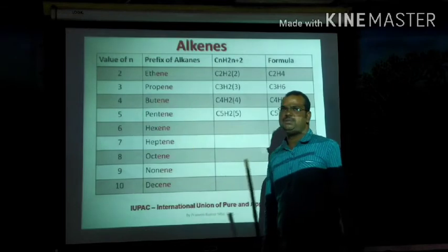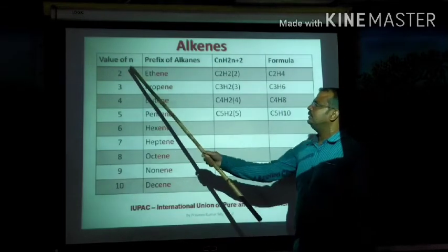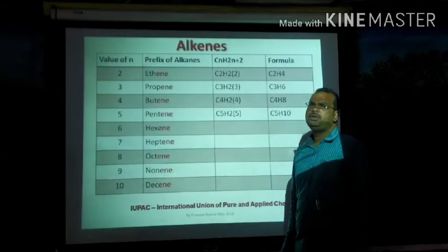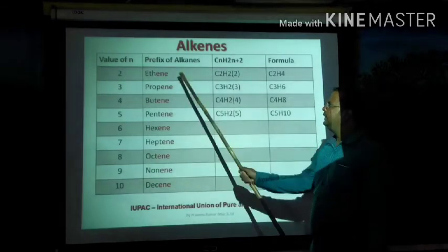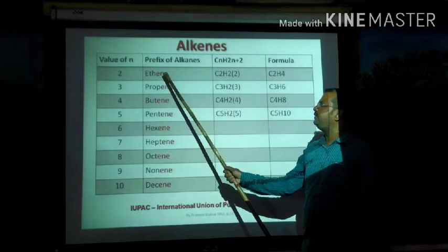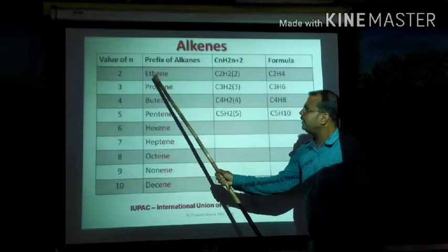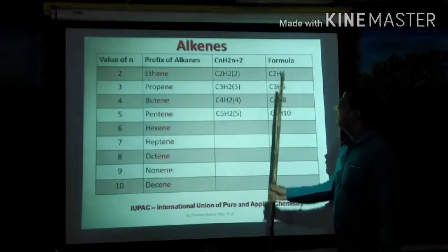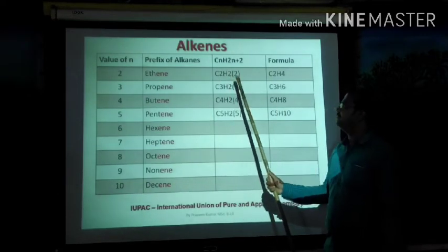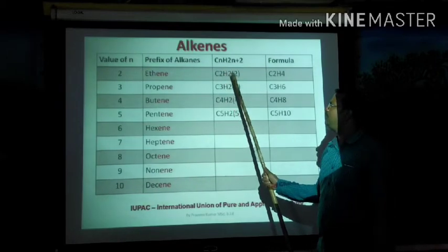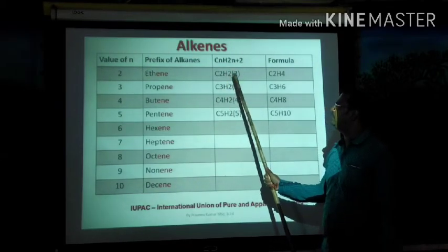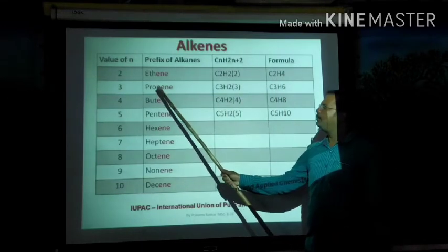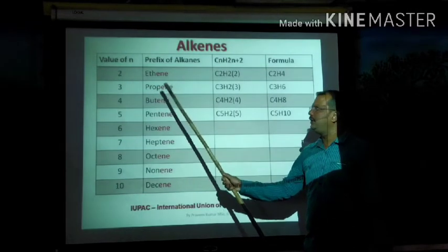Here are some important examples of alkenes. The value of n is 2 here. Eth indicates 2 carbon atoms, and ENE is the suffix. C2H2 into 2, where the n value is 2, gives 4. So C2H4. The same way, prop indicates 3 carbon atoms.